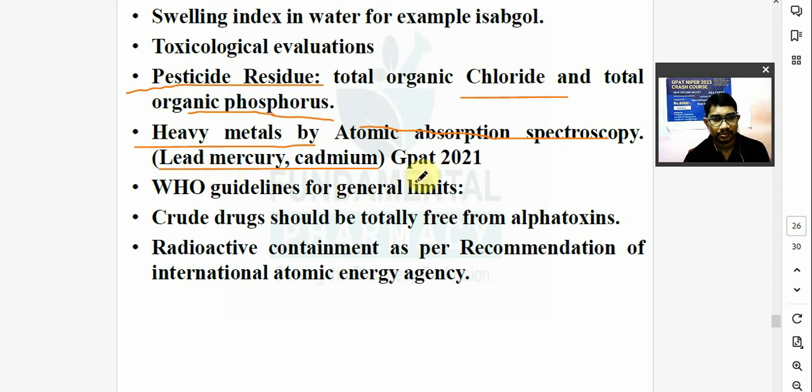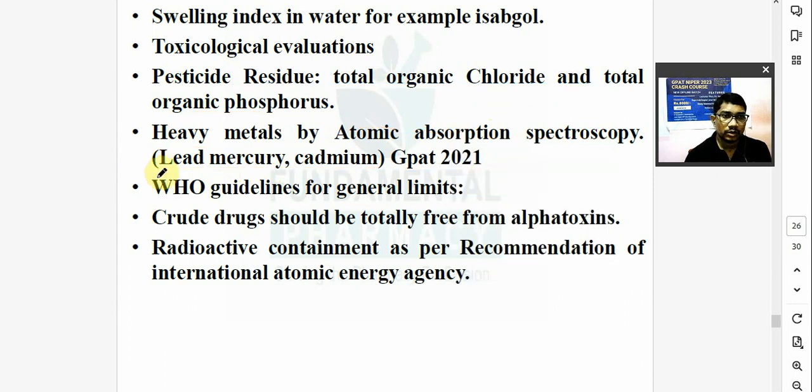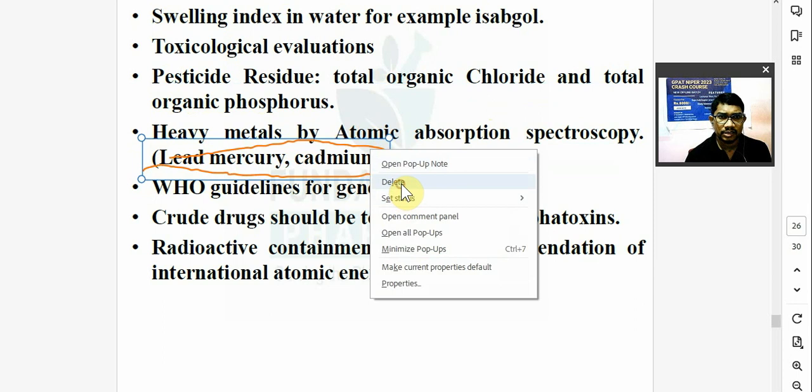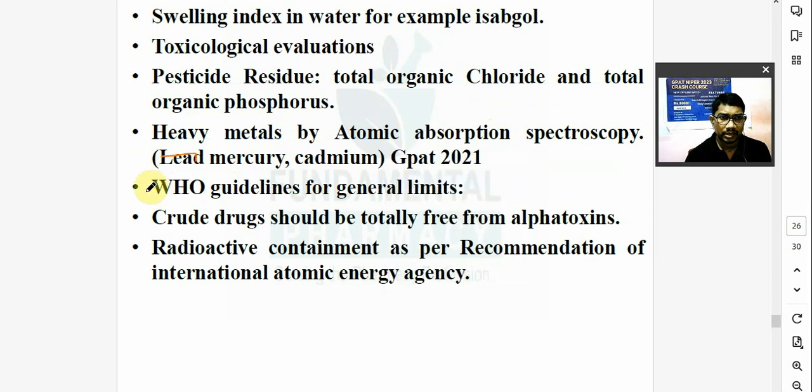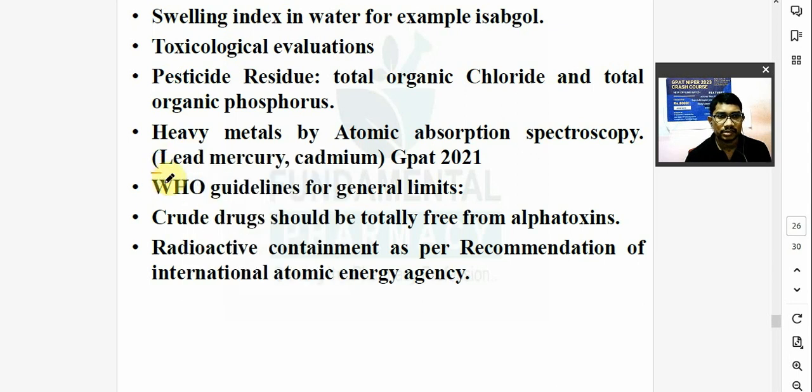WHO guidelines for general limits. So crude drugs should be totally free from aflatoxin. Aflatoxin crude drugs में नहीं होना चाहिए. Radioactive contaminant as per the recommended international atomic energy. Okay, recommendation of international atomic energy agency. कि आपके इसमें रेडियोएक्टिव कंपोनेंट है क्या क्रूड ड्रग में, उसका लिमिट एज पर द रिकमेंडेशन ऑफ इंटरनेशनल एटॉमिक एनर्जी.